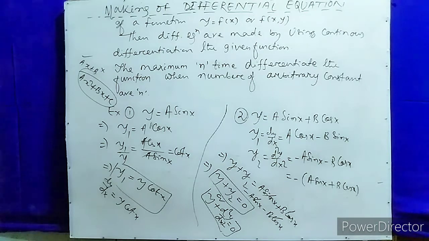First of all, you count the number of arbitrary constants. Then differentiate as many times as the number of arbitrary constants in the equation. In the first equation, y equal to a sin x, a is the arbitrary constant, a single arbitrary constant. So you differentiate the equation once, y1, and get a equal to this and this. You have to cancel the arbitrary constant, anyhow. So on dividing y1 by y, they will cancel, and the remaining is cot x. In this way the second also. This is the format.